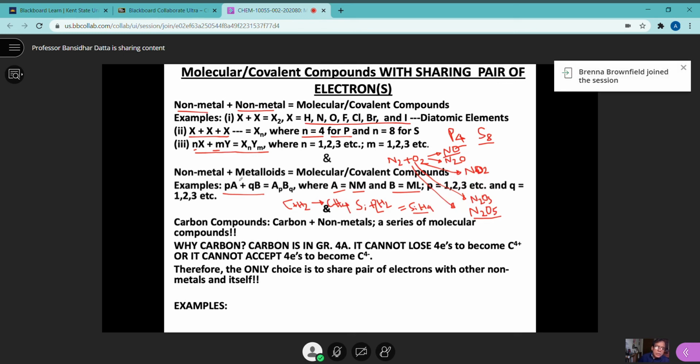So that's basically non-metals plus metalloids. They can also make molecular compounds. Now, I'll give you some examples of this. Not too many, but I'll give you quite a plenty down the road. Just hang in there, okay? I'm just giving the general principle.